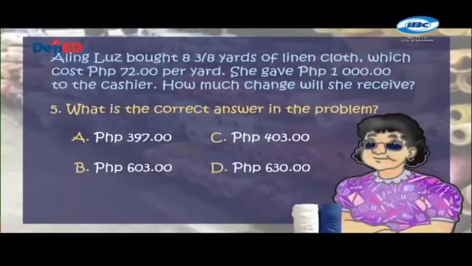Number 5. What is the correct answer in the problem? A. 397 pesos. B. 603 pesos. C. 403 pesos. Or letter D. 630 pesos.